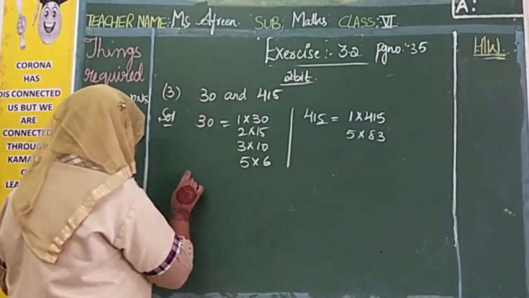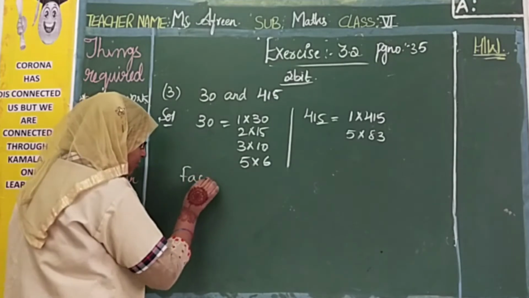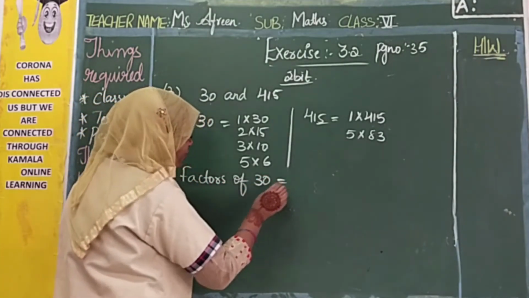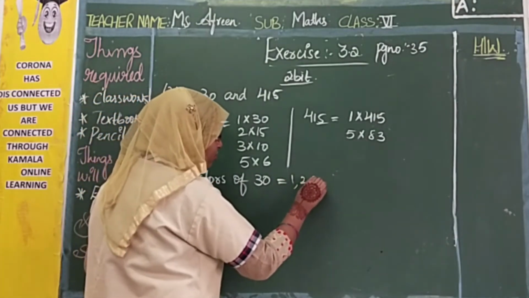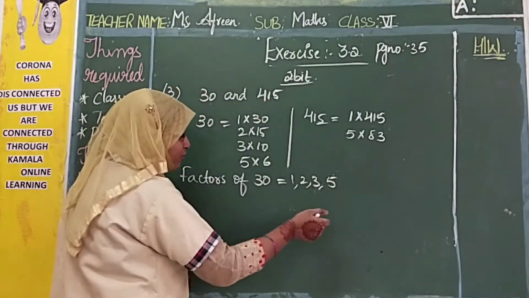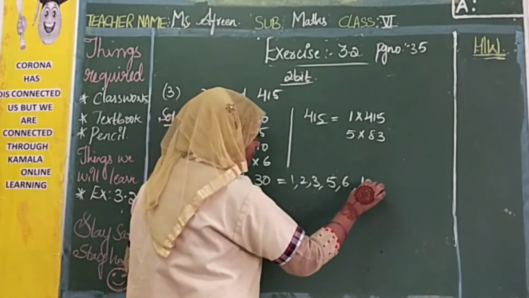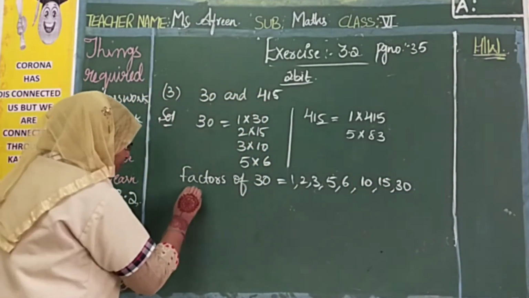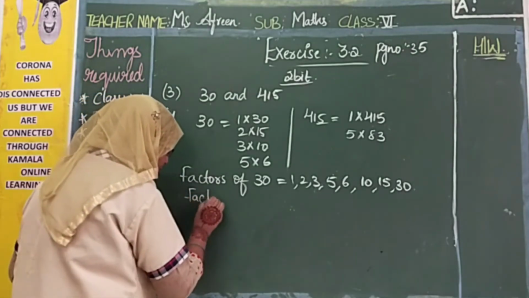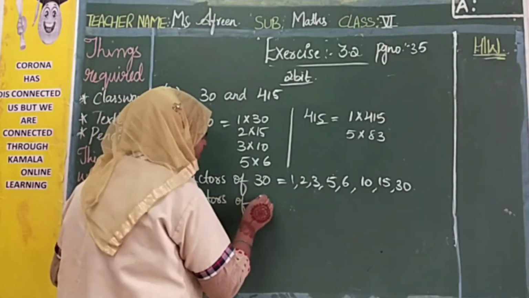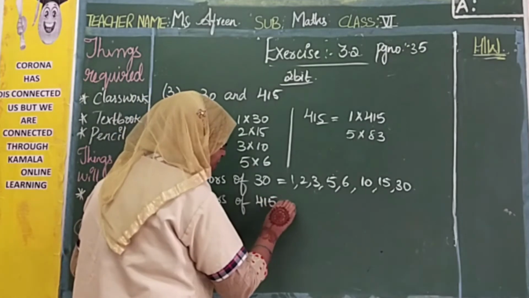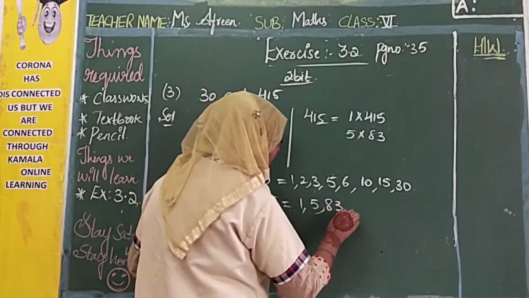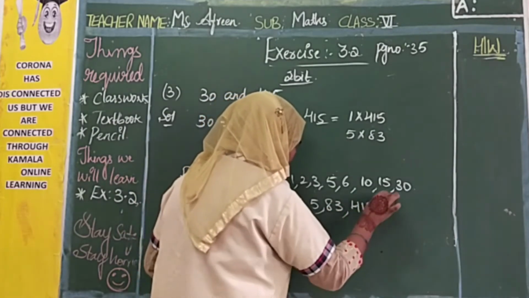So let us write the factors of 30. What are the factors of 30? 1, 2, 3, 5. Again write downwards: 6, 10, 15, 30. Next, factors of 415, that is 1, 5, 83 and 415.